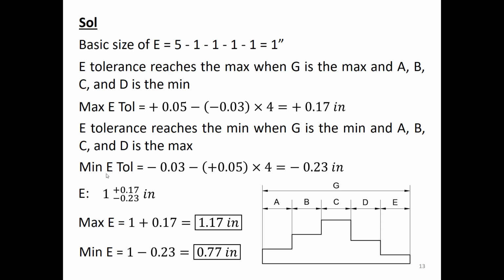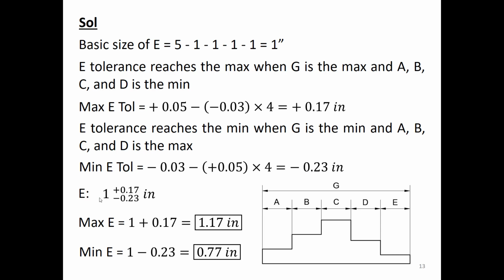Now is the minimum tolerance of E. E is going to be the smallest when G is the smallest, and A, B, C, D are all in the maximum size. So I'm going to use the lower tolerance of G subtract all the upper tolerances of A, B, C, D, which is 0.05 times 4, and this is the number.